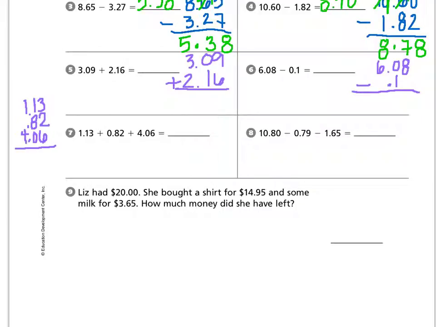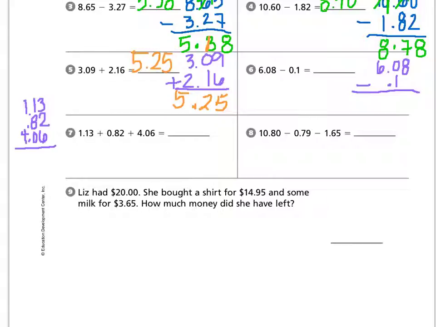Let's start number 5, where I have 3 and 9 hundredths plus 2 and 16 hundredths. 9 plus 6 is going to be 15. Carry the 1. 1 plus 1 is 2. Drop down that decimal. It stays in the same spot. 3 plus 2 is 5. So I have 5 and 25 hundredths.